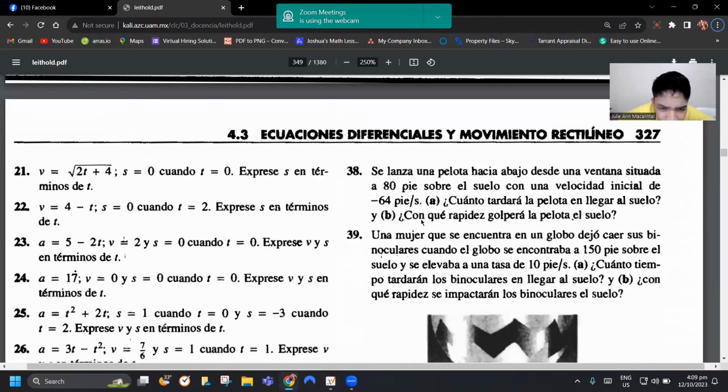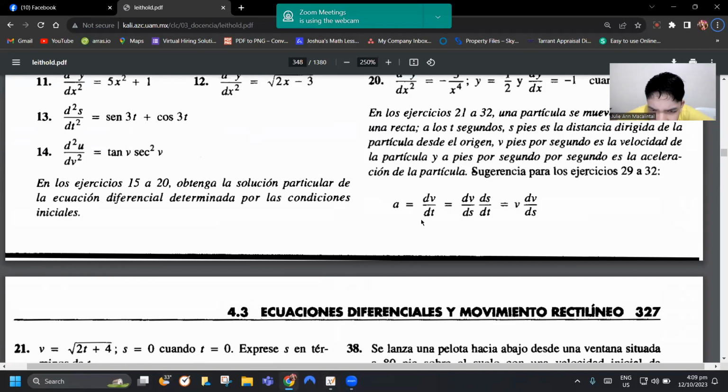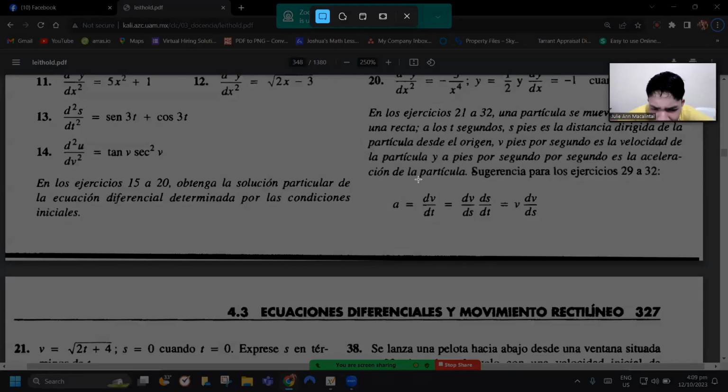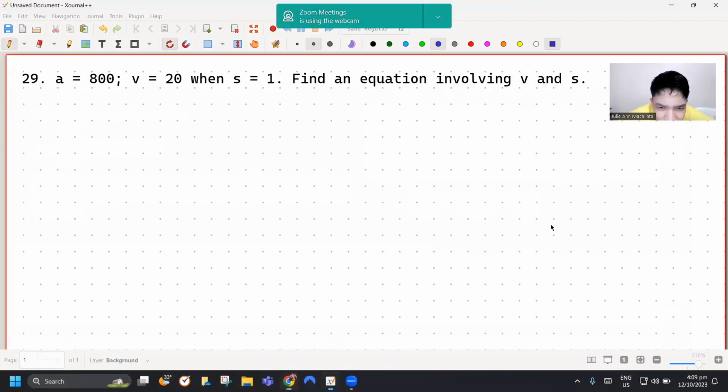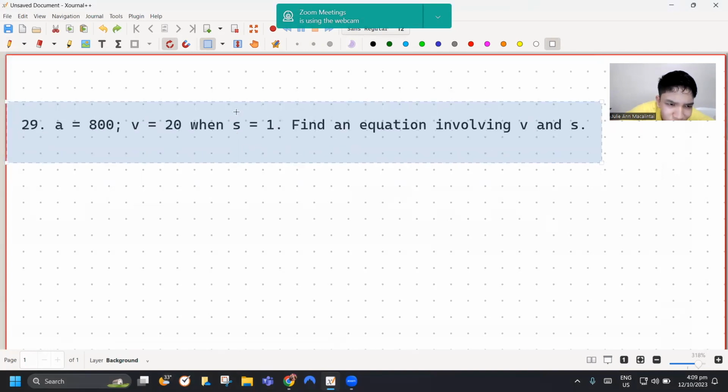Sige, work from home. Scan ko na tong pages para, yun, send ko sa'yo.